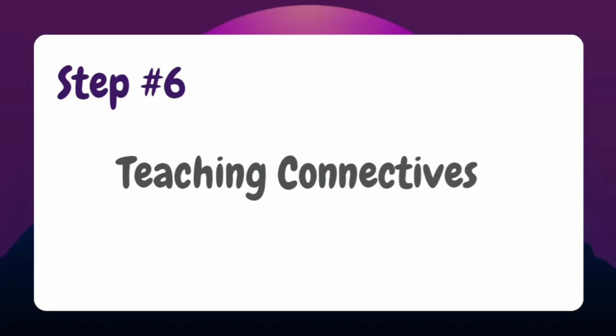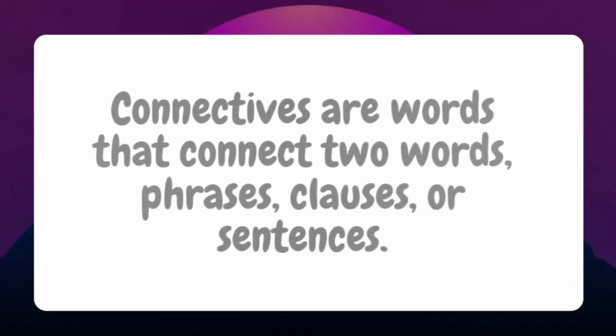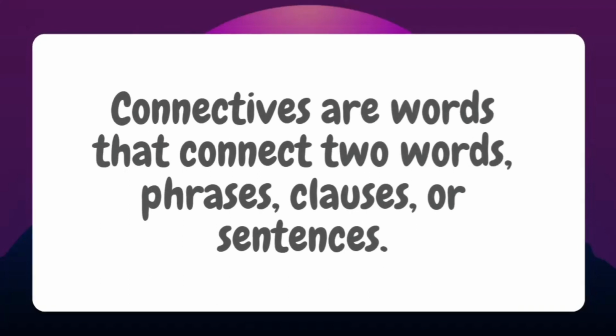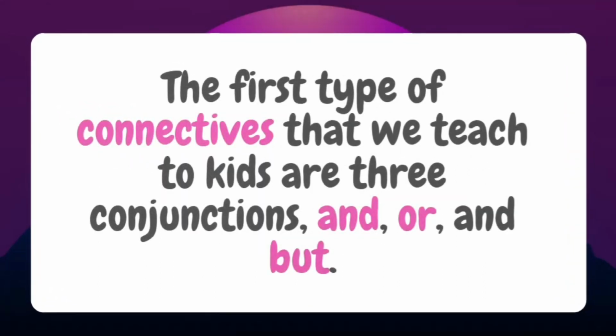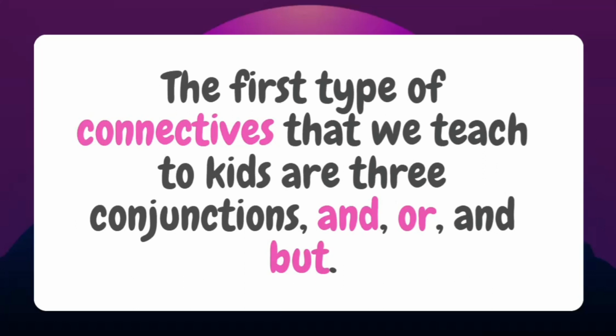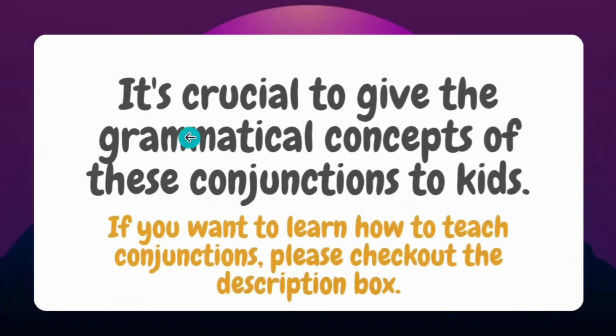So now what you need to do in step number 6, you can start teaching them connectors. Now what are connectors? Connectors are words that connect two words, phrases, clauses, or even sentences. For example, conjunctions. The first type of connectors that we teach to kids are three basic conjunctions that are and, or, and but. However, please remember it's crucial to give the grammatical concepts of these conjunctions to kids.